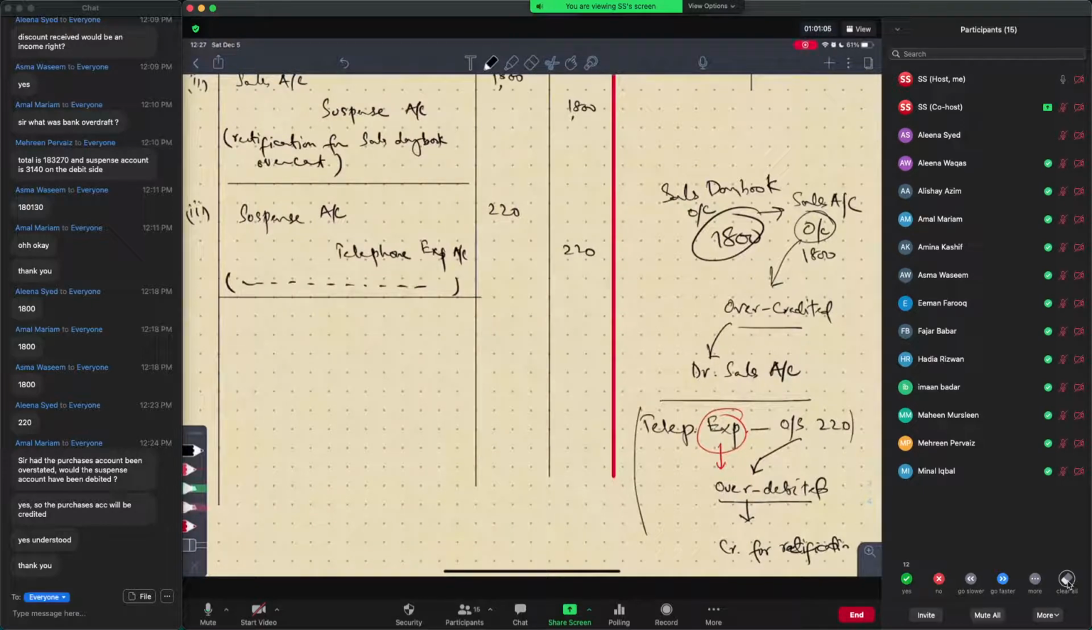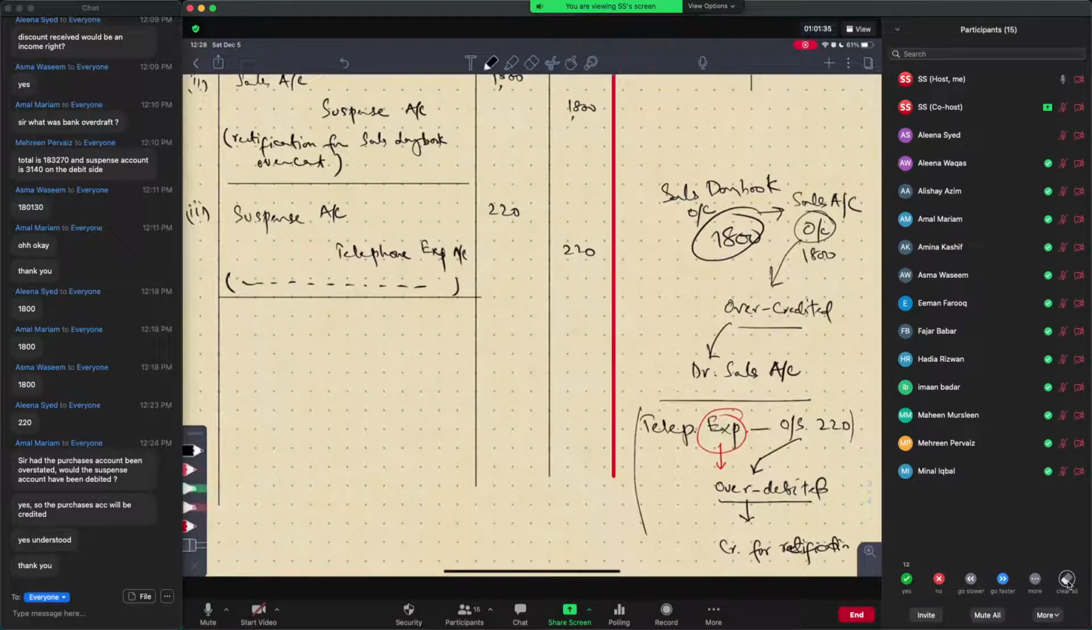Sorry about that. The next error is discounts received. Fourth error is an invoice for credit purchases for 1420 has been entered in the sales book as 1240, but it was posted correctly to the trade payables account. So basically, trade payables account के अंदर कोई issue नहीं है. It's only the sales and the purchases account where we have the issue, right?